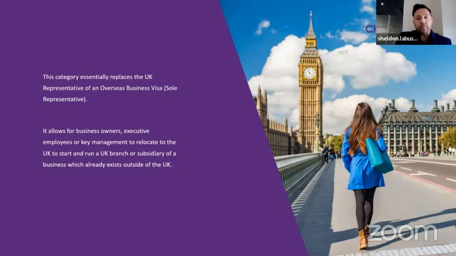This new category allows business owners, executives, or key management to relocate to the UK with the intention of starting a UK branch or subsidiary of a business which has existed outside of the UK for a minimum period of 3 years. Now, one of the key factors for this category is previously you couldn't apply if you were a majority shareholder of the non-UK business. Now, the key thing is you can actually apply as a majority shareholder. You no longer are required to dilute those shares prior to applying for that business category.